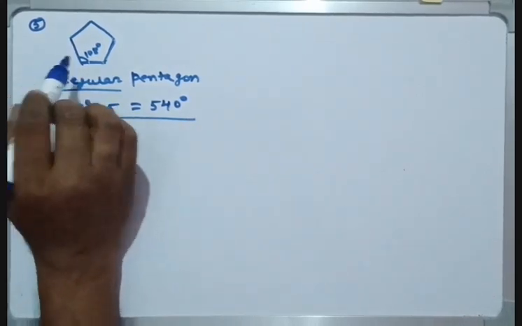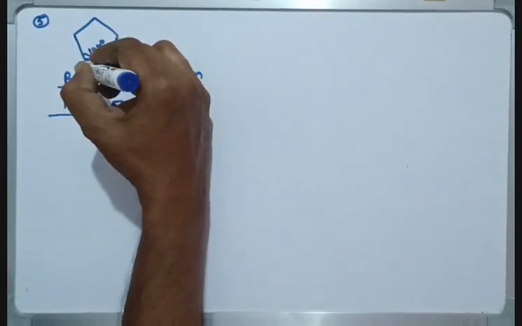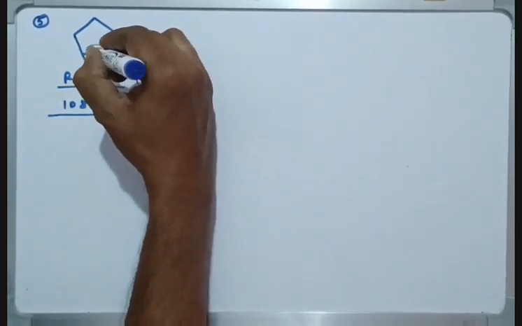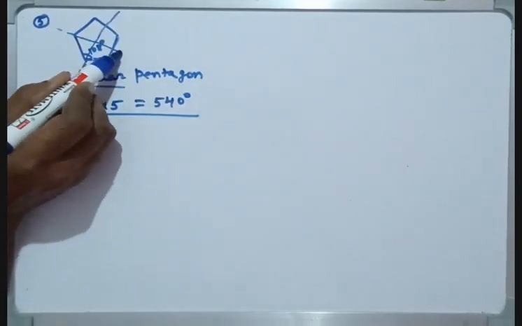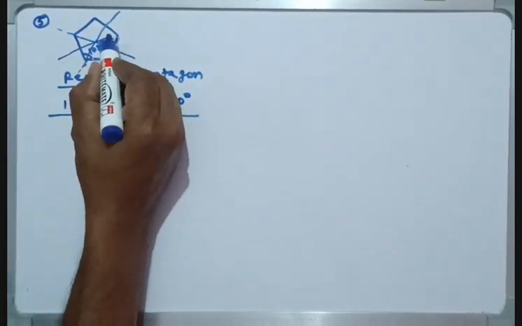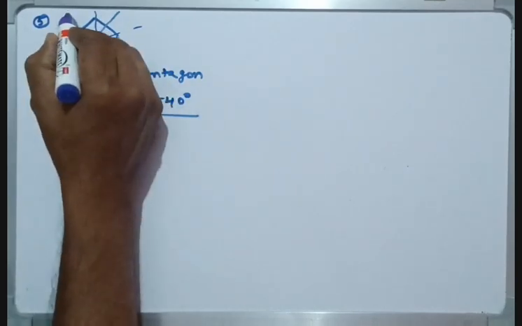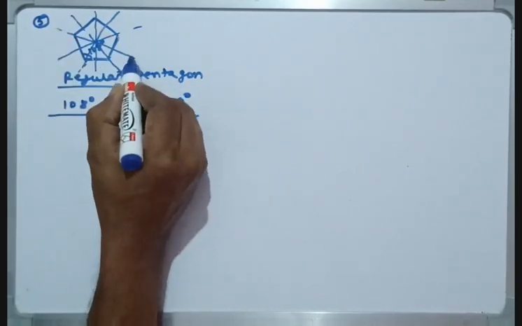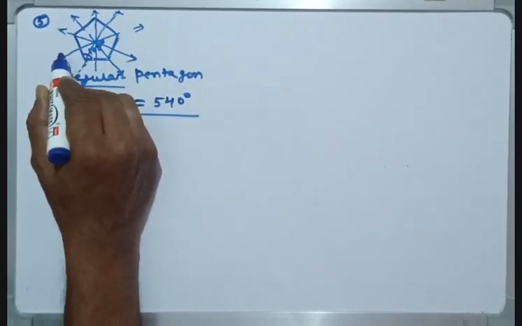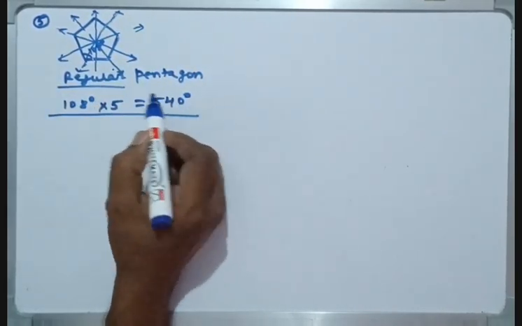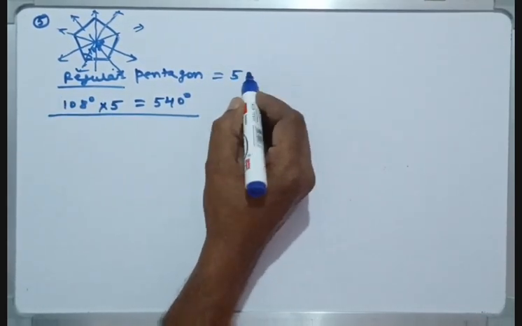Now see how many lines of symmetry exist in this regular pentagon. See, this one is the first, this one is the second one, this one is the third one, this one is the fourth one, this one is the fifth one. So what we conclude here, in a regular pentagon there are 5 lines of symmetry.